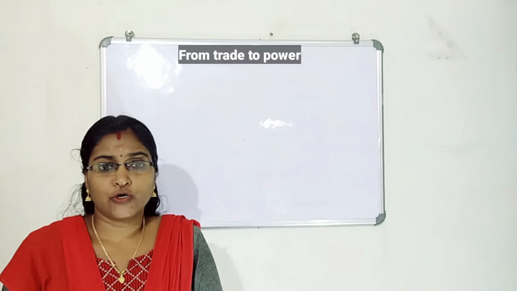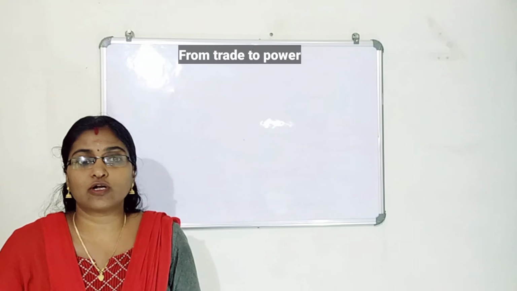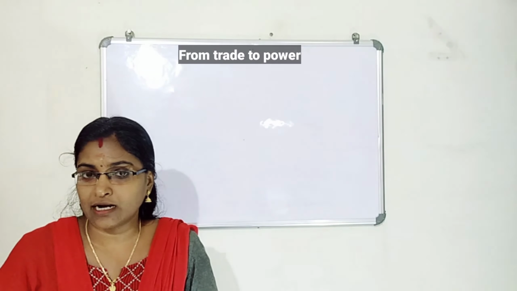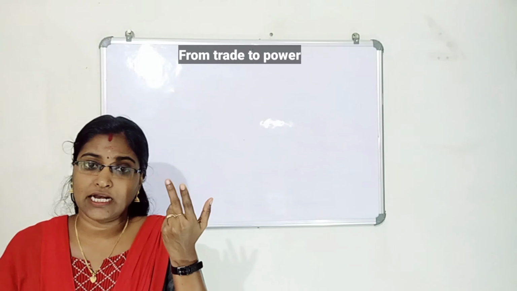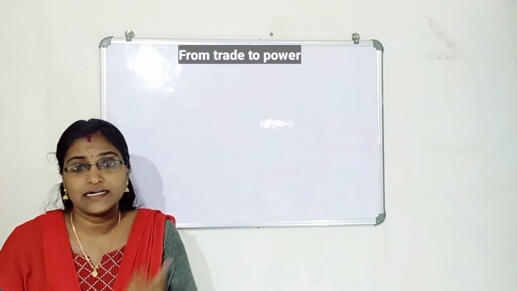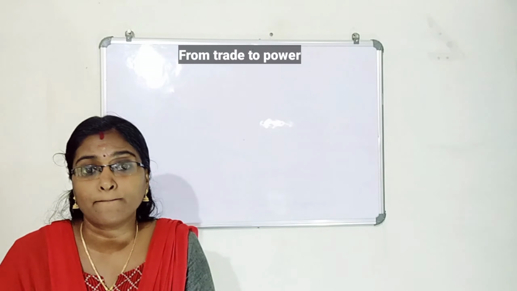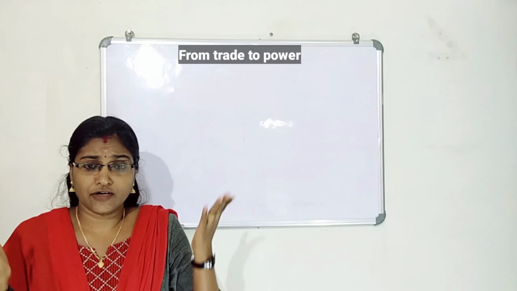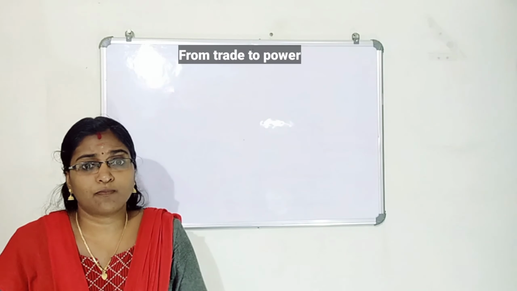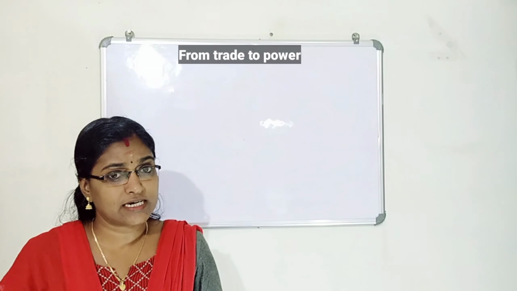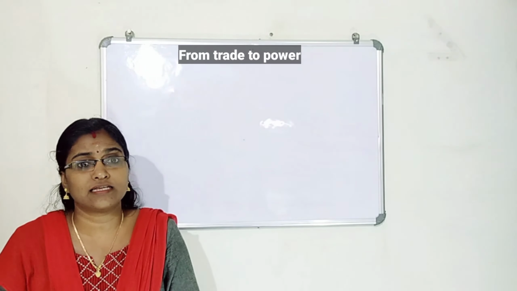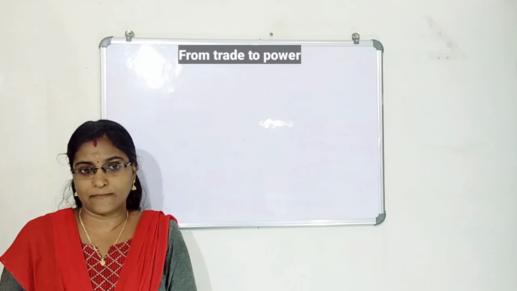You know that European countries competed for monopolizing trade with India. Then which are the European countries? Portuguese, English, French and Dutch. They together competed for monopolizing trade with India. In the starting time itself, the Portuguese and Dutch were defeated. That means the Portuguese and Dutch were defeated at the very beginning of this competition.